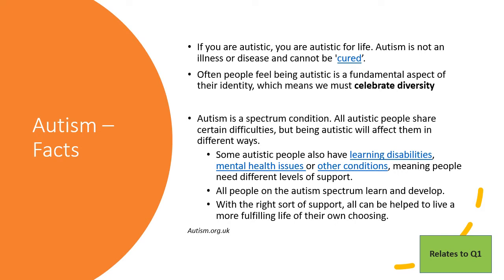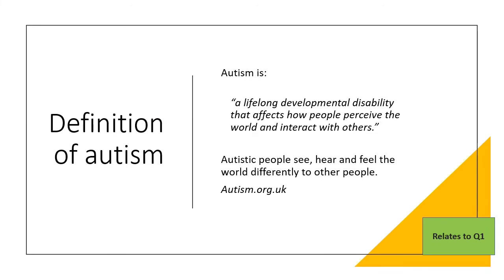These facts are taken from the autism.org.uk website, and you can actually go on their website and look for more information there, for more facts that will support you in completing these questions. And here is a definition of autism. Again, it's been found on the autism.org.uk site.